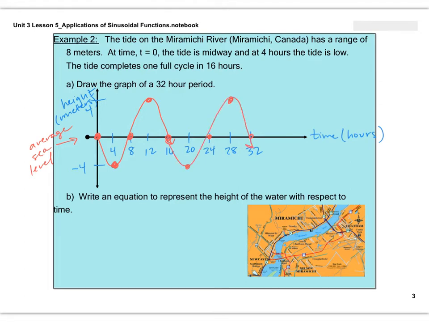And it will look like this. Kind of pretty. Now, I guess we've done part A. We've graphed the 32-hour period. So let's go to part B.